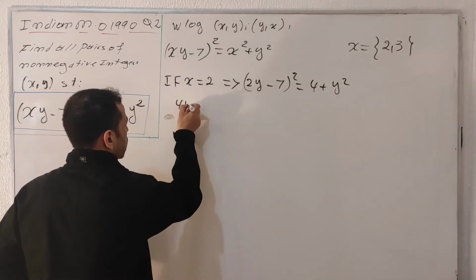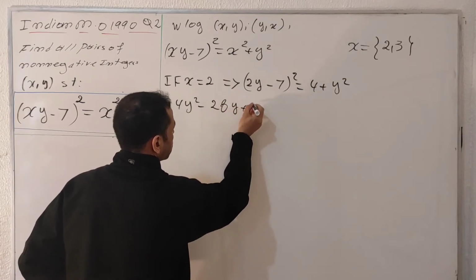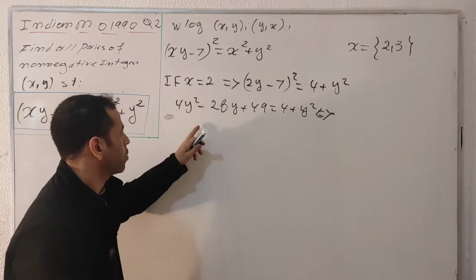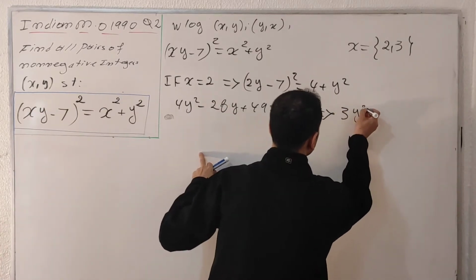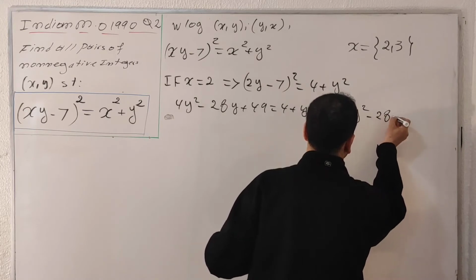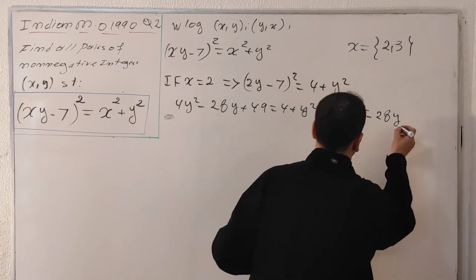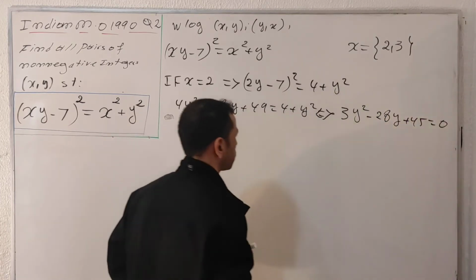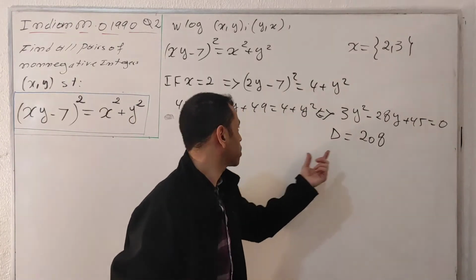I will get 4y squared minus 28y plus 49 equals 4 plus y squared. Okay, by moving over the terms, I will get 3y squared minus 28y plus 49 minus 4, which is 45, plus 45 equals 0. Okay, delta equals 208. It is not a perfect square. That means it's not a solution.